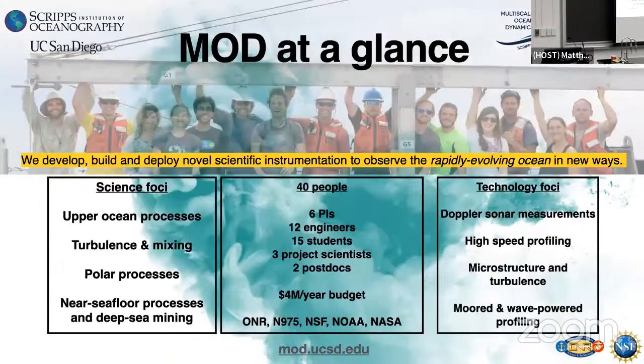So my research group, we call ourselves MOD, the Multiscale Ocean Dynamics Group. There are about 40 of us. The most wonderful thing about MOD is these 12 engineers. These are incredibly talented people who are serving a combination of the wacky science ideas of these six principal investigators. We also have a lot of students and postdocs. Basically our mission is to go to sea, but not with the same old instrumentation. We're always trying to invent new ways of observing the ocean. And I'll show you a couple of those in this talk.